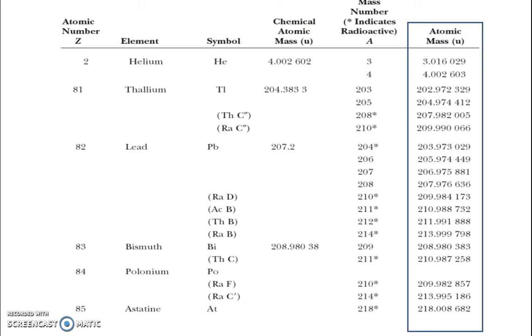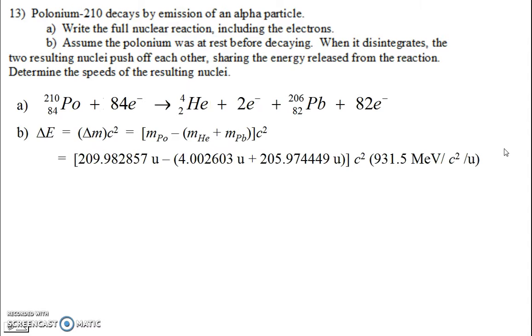Okay, so of course you're looking at the chart in the appendix here. Polonium is down here, it's polonium-210, so we're using this value here. Lead-206 is this one over here. You got to make sure you're using the right isotope. Remember, we're always using the numbers from this column here of atomic mass. So it should look something like this.